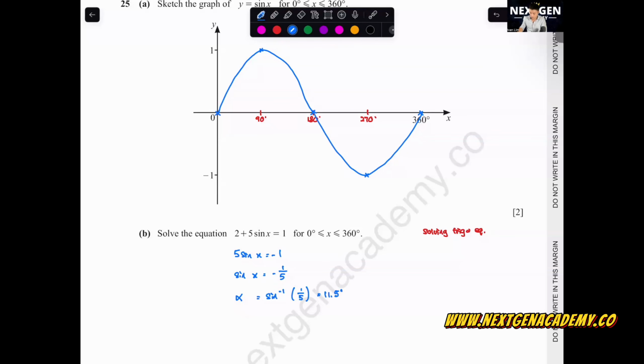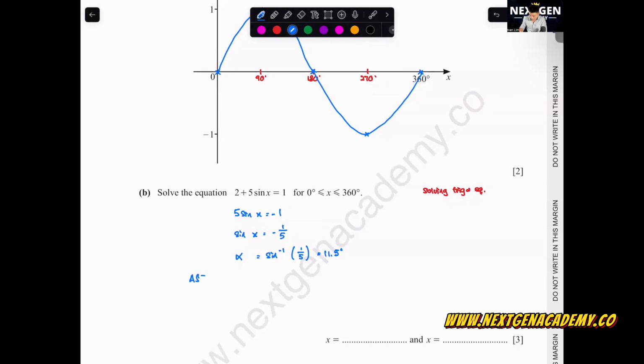Okay, the positive and the negative is in the next step, which is your ASTC graph. Okay, which quadrant is it at? Can someone tell me? Sine is a negative value. ASTC, it'll be at T and C, which is your quadrant 3 and quadrant 4. How to find at quadrant 3? The formula for quadrant 3 is 180 plus alpha. Here is 360 minus alpha. So your x value will be 180 plus 11.5 and 360 minus 11.5.